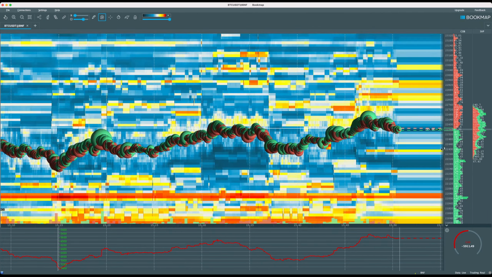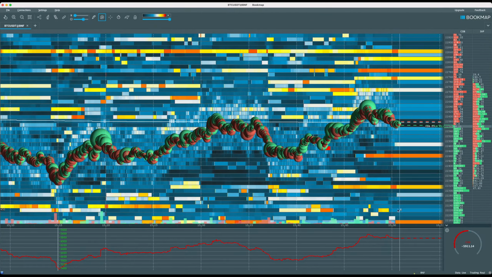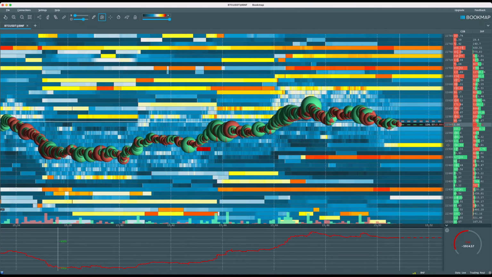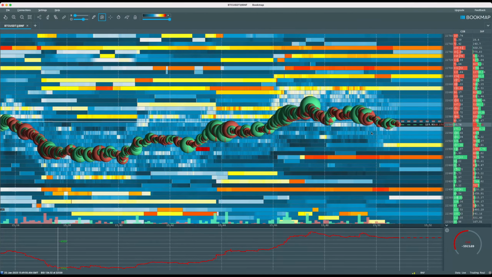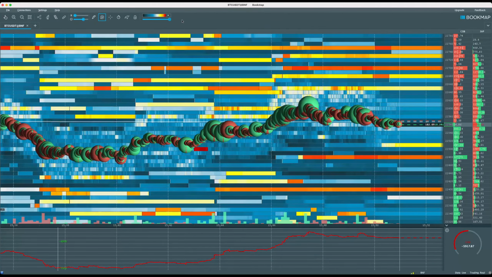Now, the way I have my chart set up is I like to have the delta on the bubbles, which is to say the difference between buyers and sellers. You can see, for example, let me just, it's not going to do that.